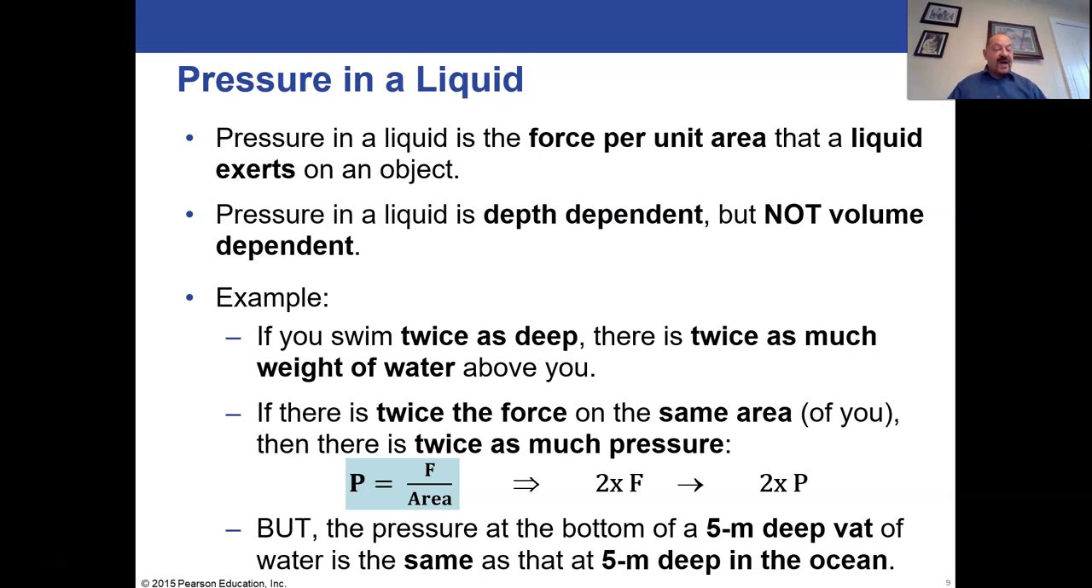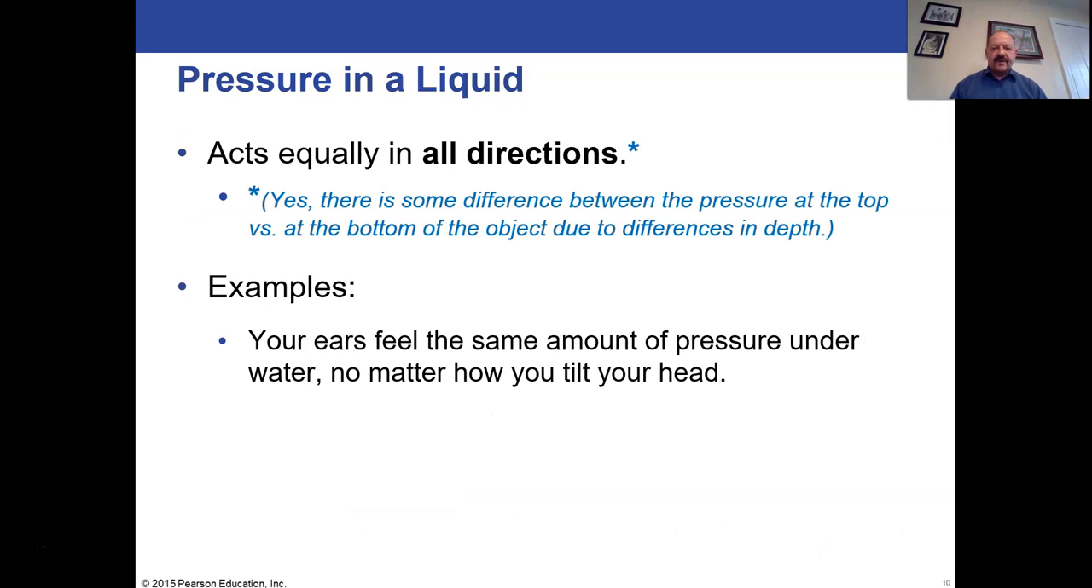So pressure at the bottom of a 5-meter deep vat of water is the same as the pressure at 5 meters deep in the ocean. It has nothing to do with how wide the water is. It's water straight above, so it doesn't matter how narrow it is. All right, so pressure in a liquid acts equally in all directions.